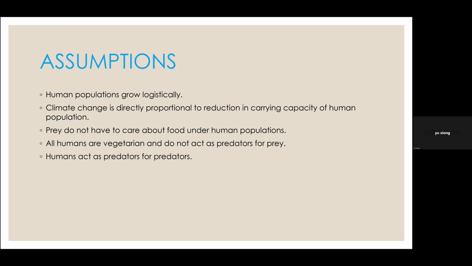Basically, we are making at least 5 assumptions. The first assumption is that the human population grows logistically, but we later also add a fixed death rate. We also believe climate change affects the carrying capacity of the human population. We also believe food is sufficient for the human population, and humans are not attacked by those animals, but it is the other way around.